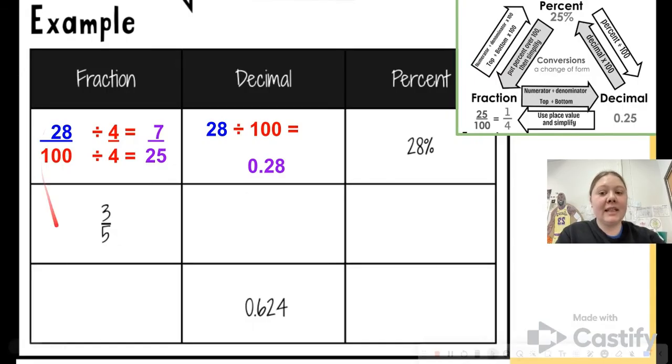All right, let's try the next example. We've got 3/5. We have a fraction. We need the decimal. So fraction to decimal, if we look at this arrow, numerator divided by denominator, top divided by bottom. So I'm going to take my numerator, 3, and divide by the denominator, 5. You could pause to put this in your calculator. Then you should get 0.6.